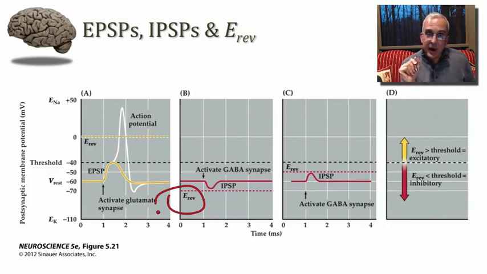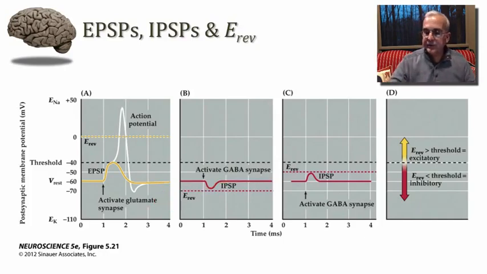It's actually hyperpolarized relative to rest. So when the conductance opens, the concentration gradient is such that it will hyperpolarize this membrane potential by a few millivolts. That's what we call an inhibitory postsynaptic potential, not because it's hyperpolarizing, but because the reversal potential is below threshold.